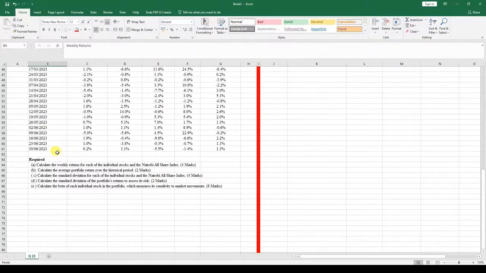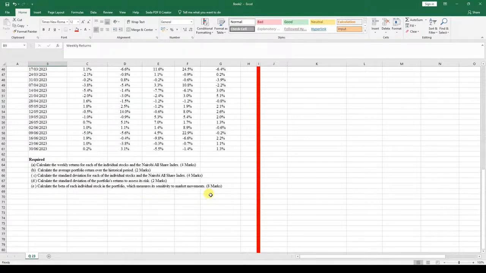Now, you are required to calculate the weekly returns for each of the individual stocks and the Nairobi All Share Index, and calculate the average portfolio return for the historical period. You're told to calculate the standard deviation for each of the individual stocks and the Nairobi All Share Index. Then you're told to calculate the standard deviation for the portfolio returns to assess its risk, and to calculate the beta of each individual stock of the portfolio, which measures its sensitivity to market movements.